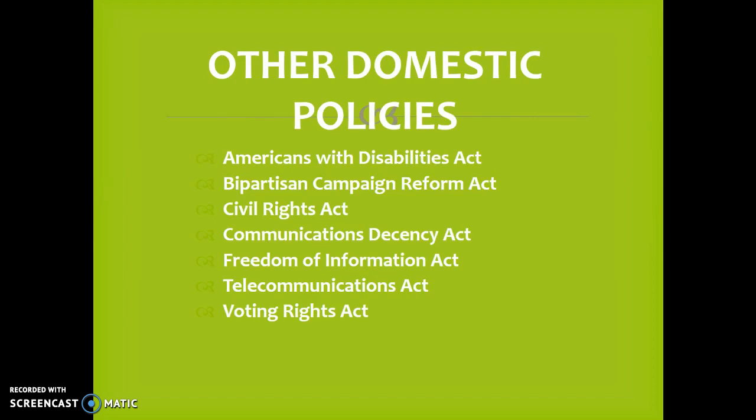Other domestic policies that have been passed include the Americans with Disabilities Act that was passed in 1965, the Bipartisan Campaign Reform Act, the Civil Rights Act, the Communications Decency Act, the Freedom of Information Act, the Telecommunications Act, the Voting Rights Act. So if you ever have an FRQ that asks you to identify a public policy and explain it, here's a good list.